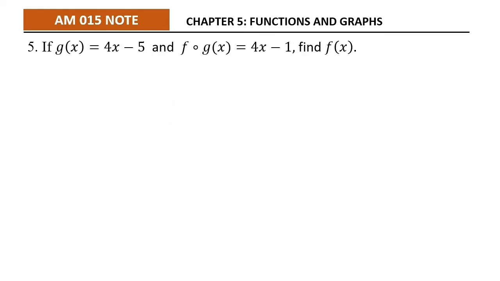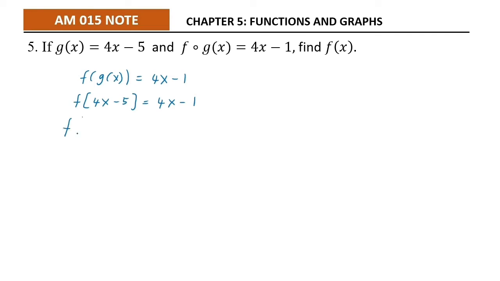If g(x) equal to 4x minus 5 and f of g equal to 4x minus 1, find f(x). So in this case, we need to find the outer function f. f of g, which is f of g(x), equal to 4x minus 1. g is 4x minus 5, so f of (4x minus 5) equal to 4x minus 1. We have 4x minus 5 as the input, and we need to find f(x). So 4x minus 1 needs to change to x.